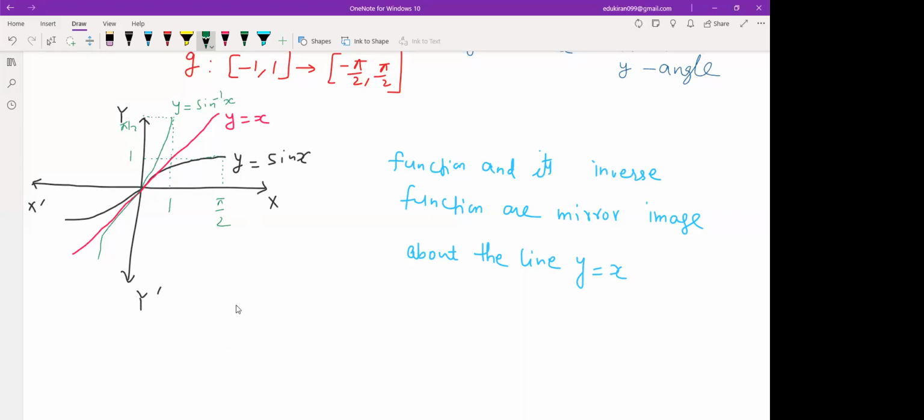Now, if you separately want to draw it, then you can draw it like this. This is y equal to sine inverse x. This value is 1. This value is pi by 2. And this value is -1. And this value is minus pi by 2. This is the origin. So you can draw this.